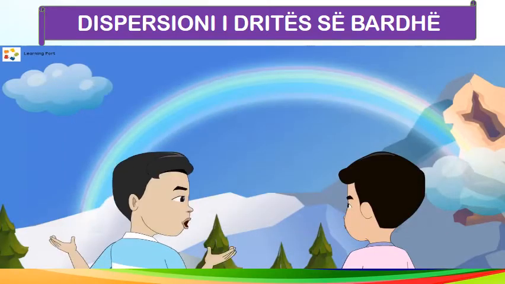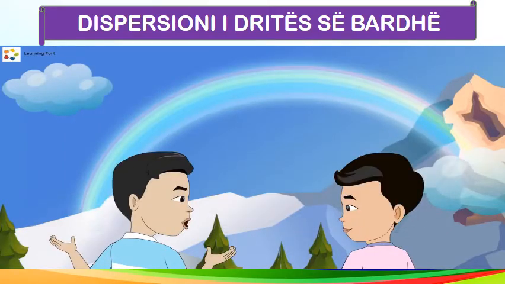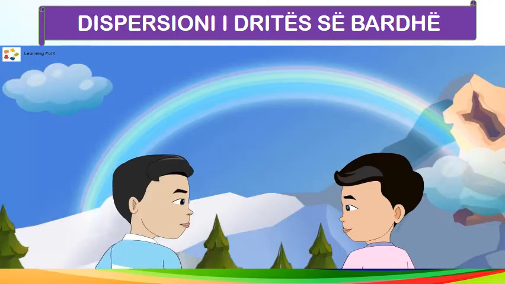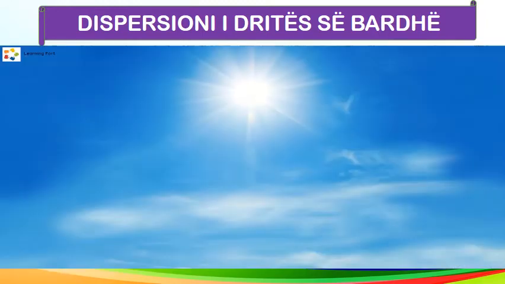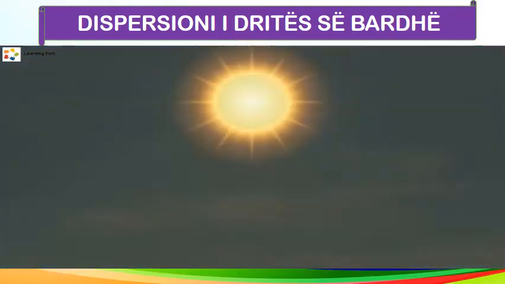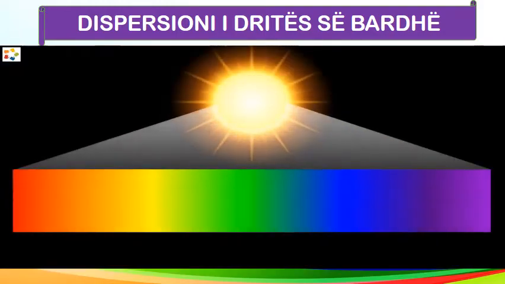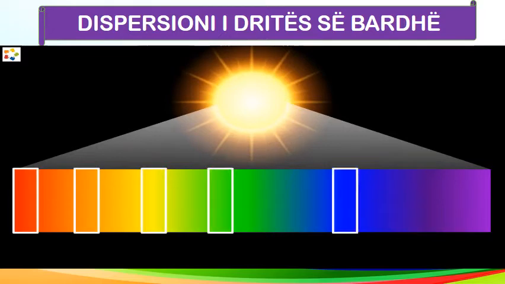Have you ever seen a rainbow across the sky? It is one of the most incredible sights in nature. So, what is a rainbow and how is it formed? The light from the sun appears white to our eyes. However, it consists of many different colors: red, orange, yellow, green, blue, indigo, and violet.